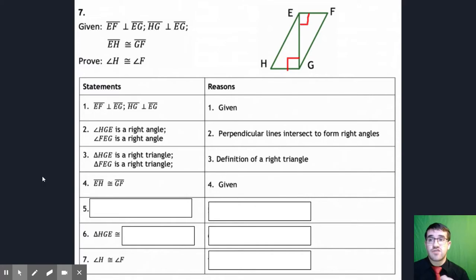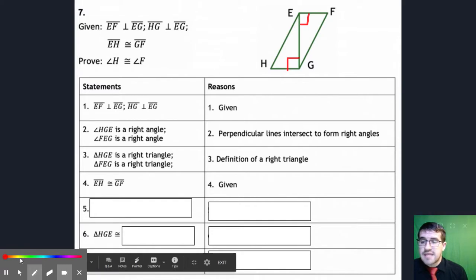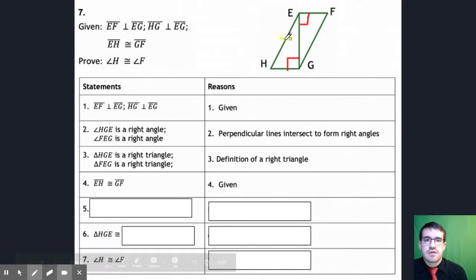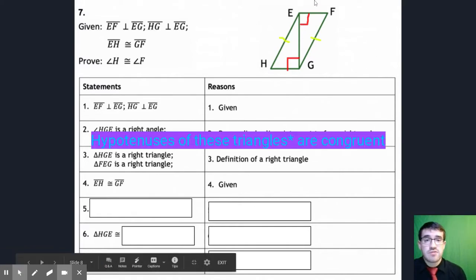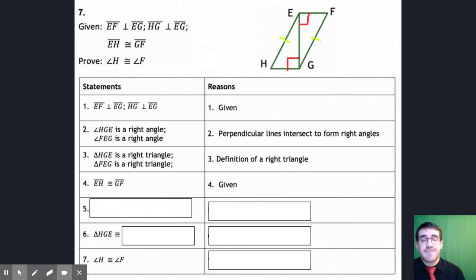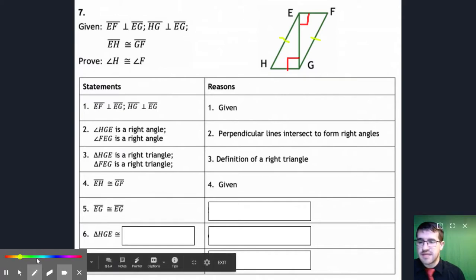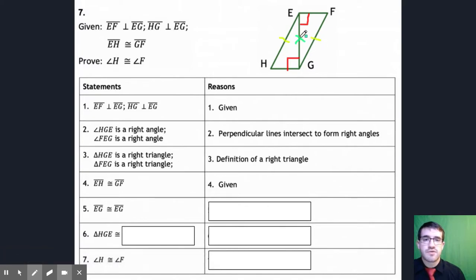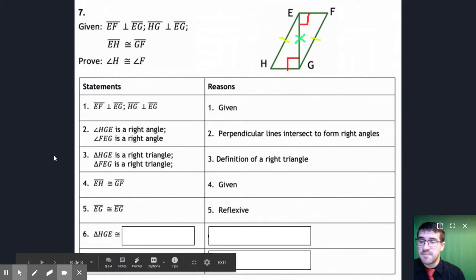Now remember, we have right triangles, so we're going to be looking for a hypotenuse leg. We are given that segment EH is congruent to segment GF, and that is given. Therefore, we have the hypotenuses congruent, so we would be looking to show a corresponding leg. We can't show segment FE is congruent to segment HG because we don't have the information to conclude that. However, these two triangles share a side, and that is segment EG is congruent to segment EG. So it's congruent to itself. That is by the reflexive property.